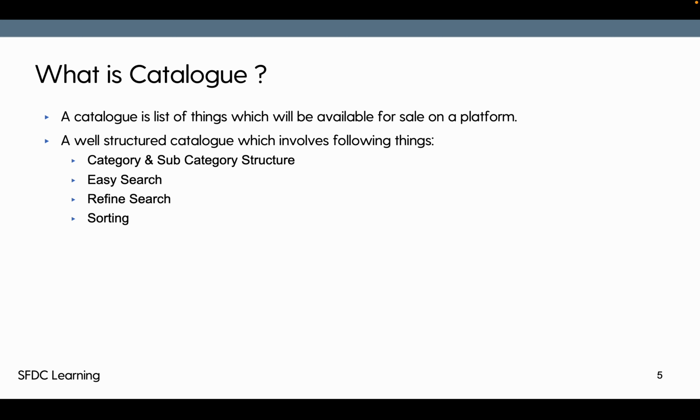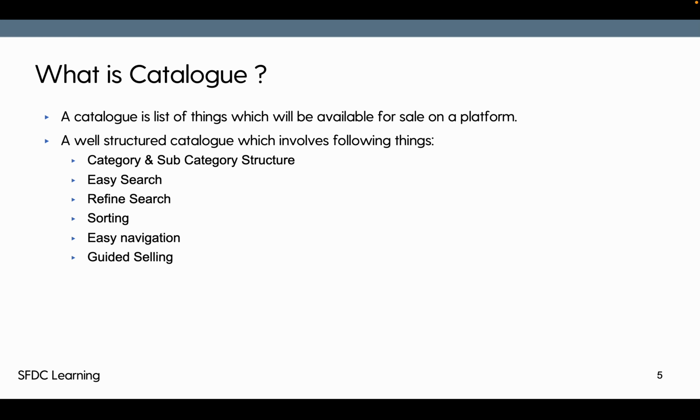Then sorting, many a time we need, right? We need sorting by reviews, we need sorting by product name, we need to sort by prices, right? So sorting is again another requirement, which needs to be there in a well structured catalog. Then the easy navigation, so the navigation should be also easy, right? It should be user friendly.